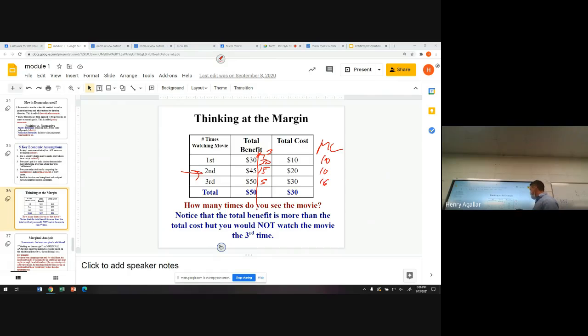How many times should I see the movie? Twice. Okay, marginal benefit is equal to the marginal cost. That's your rule. Of course, it really is this: you have a situation where 15 and 10 there, but you don't do the other one. You would never pay 10 to get 5 back. That would be a mistake.